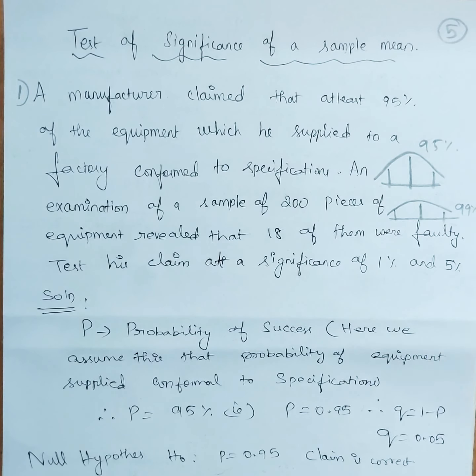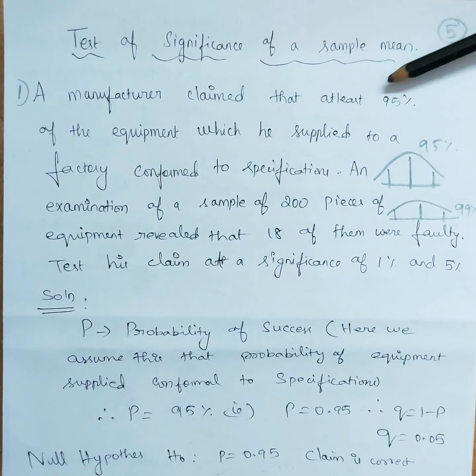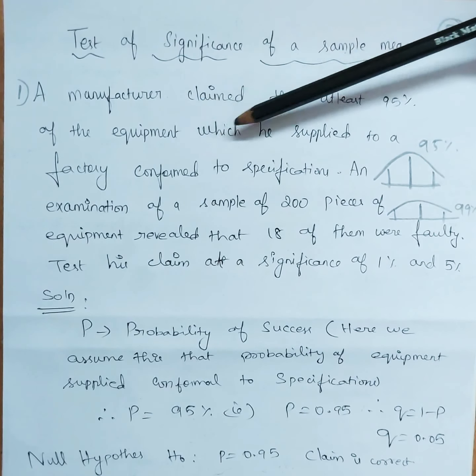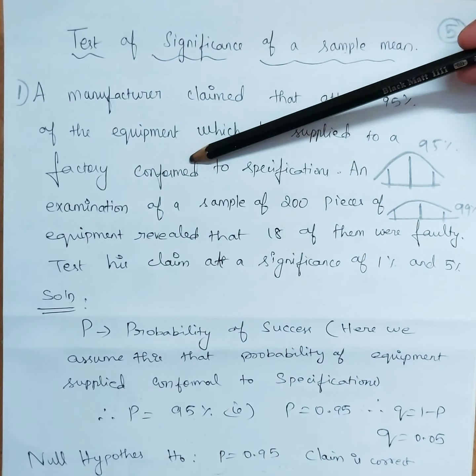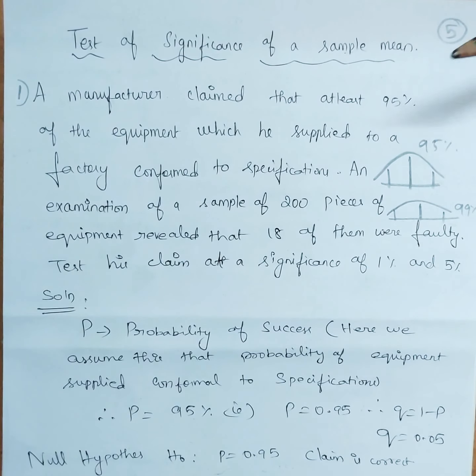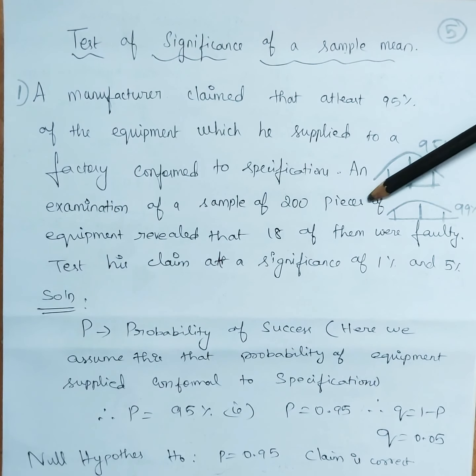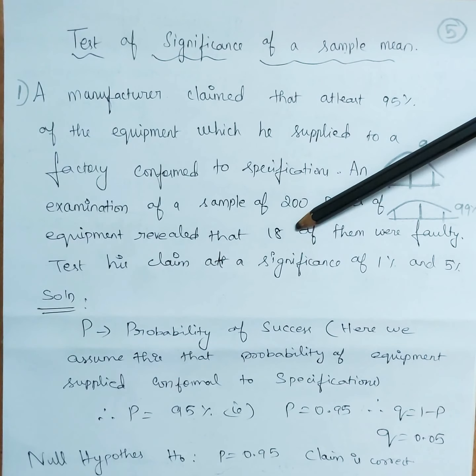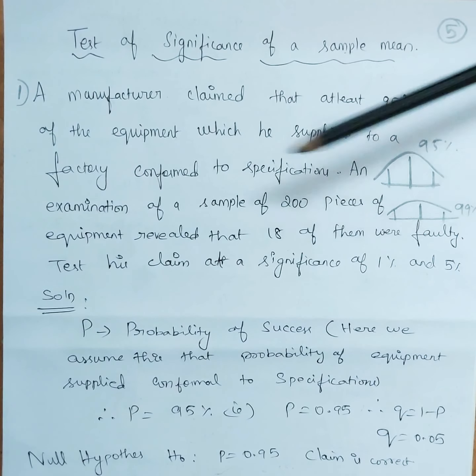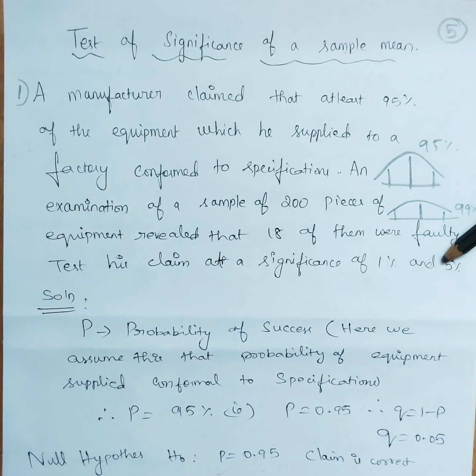Okay. So I'll read the question. A manufacturer claimed that at least 95% of the equipment which he supplied to a factory conformed to specifications. An examination of a sample of 200 pieces of equipment revealed that 18 of them were faulty. Test his claim at a significance of 1% and 5%.